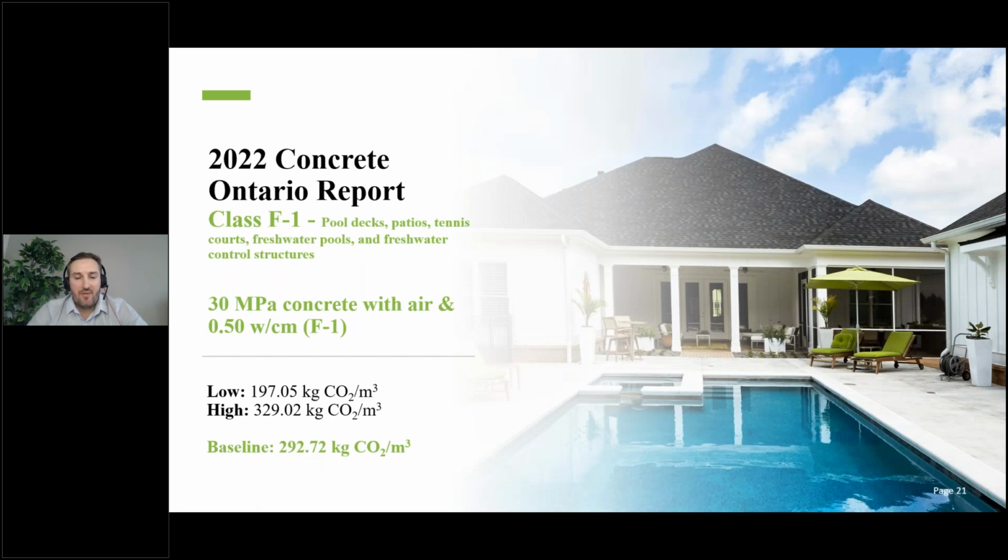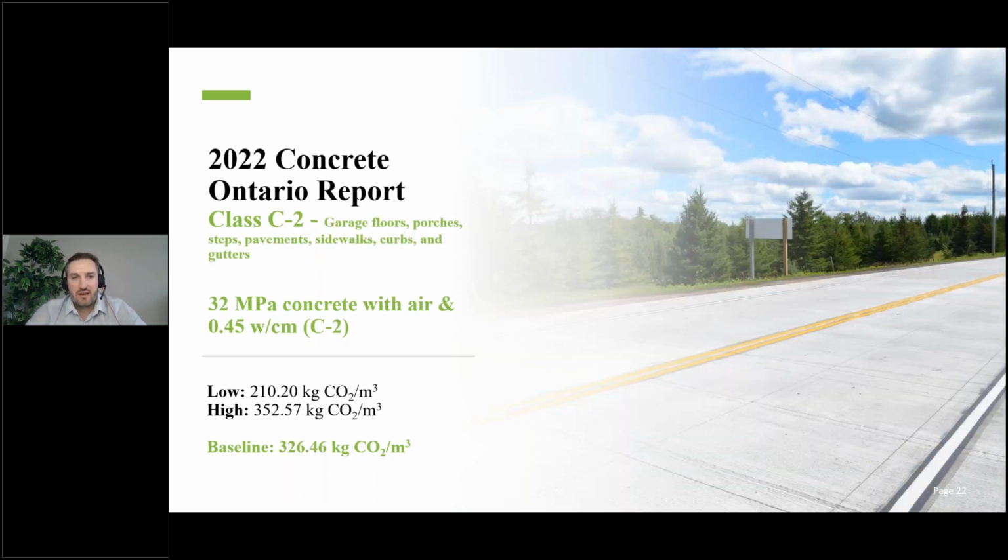Then when we get into the classes of exposures, here's an example of class F1, which is used for pool decks, patios, tennis courts, freshwater pools, freshwater control structures. This is directly from CSA A23.1 Table 1. Its impact is anywhere between 197 to 329 kgs of CO2, with the baseline set at about 292. Class C2, again not reflected in the CRMCA report, is used for sidewalks, curbs, gutters, pavements, garage floors. Again, the lowest impact you can achieve is about 210, and the highest 352.